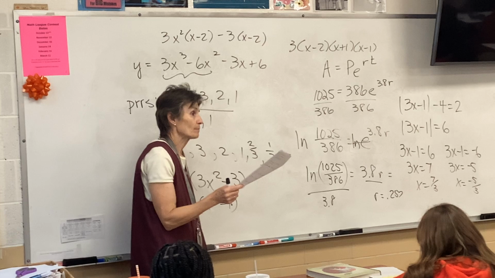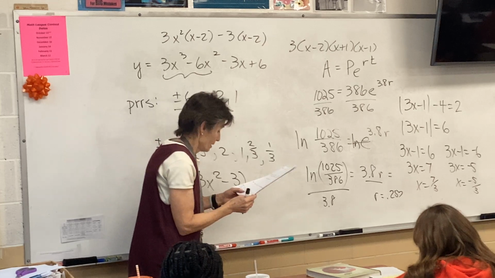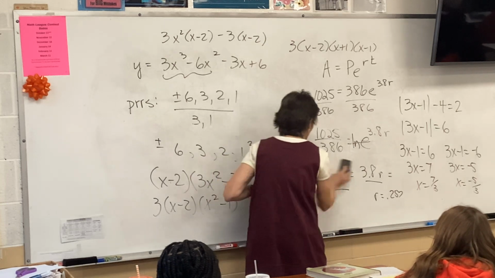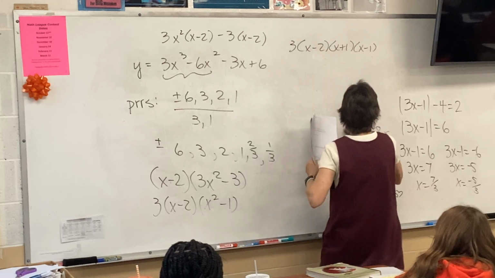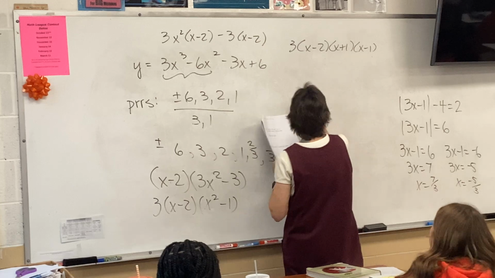AJ? I can't hear you. I need my compound interest formula. You said 22? 23.